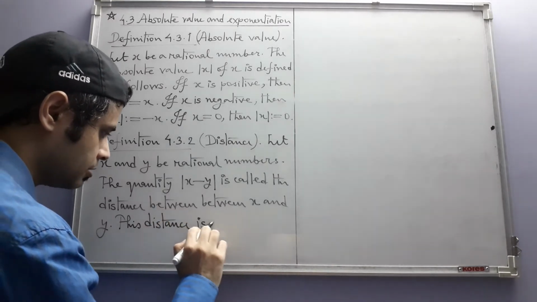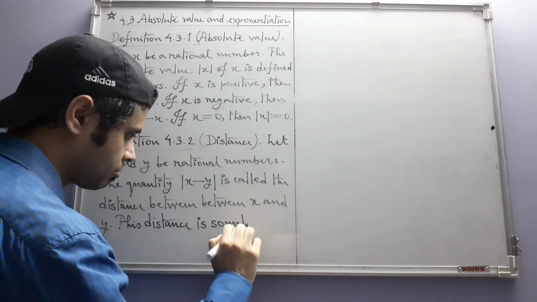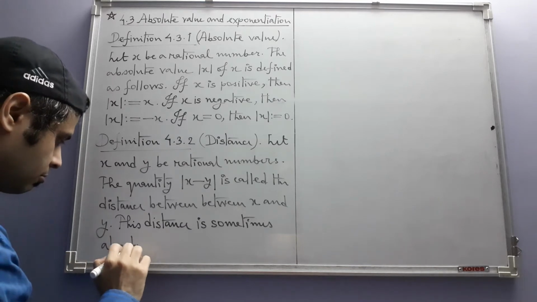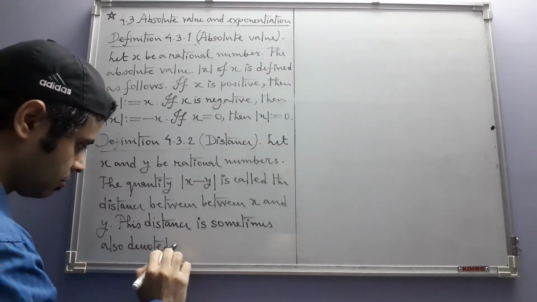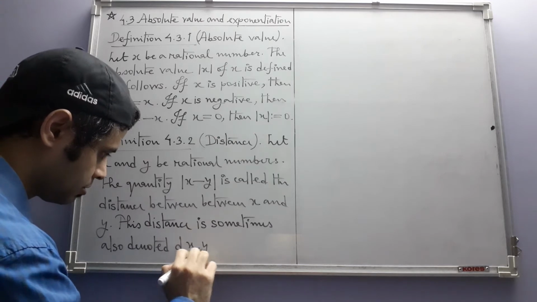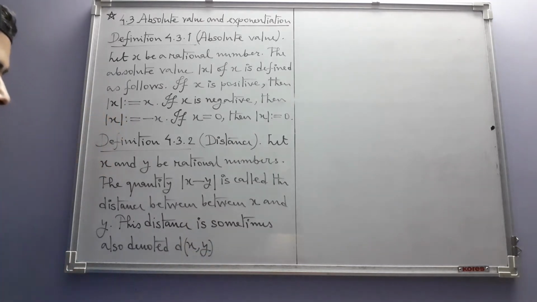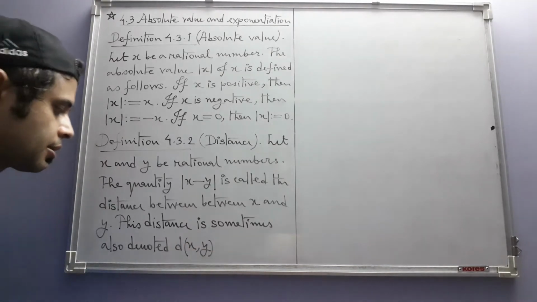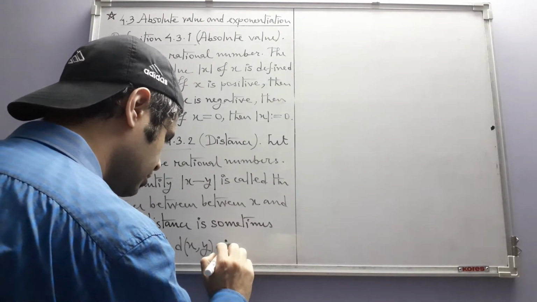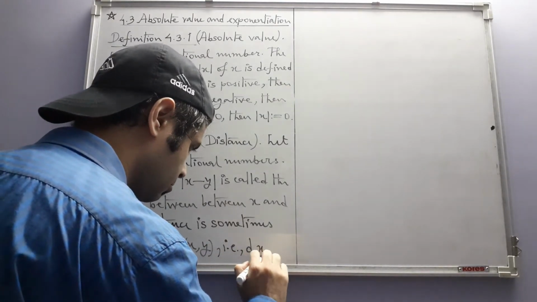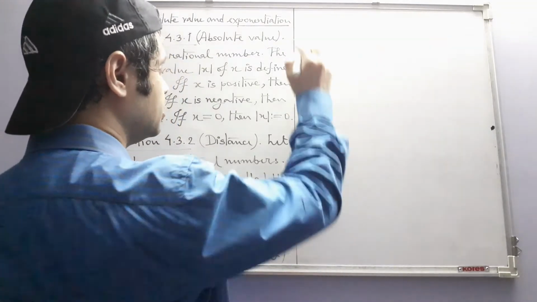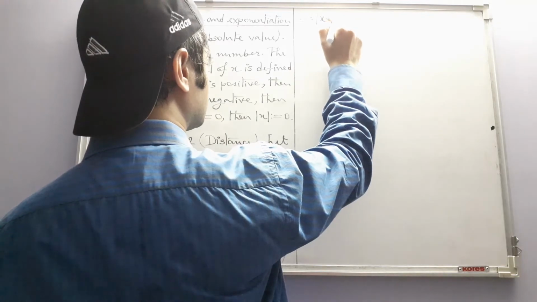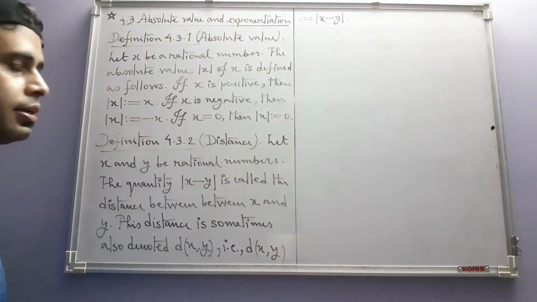This distance is sometimes also denoted like this, d of x comma y, as a function of two inputs, two rational numbers x and y. That is, this is defined to be the absolute value of x minus y.